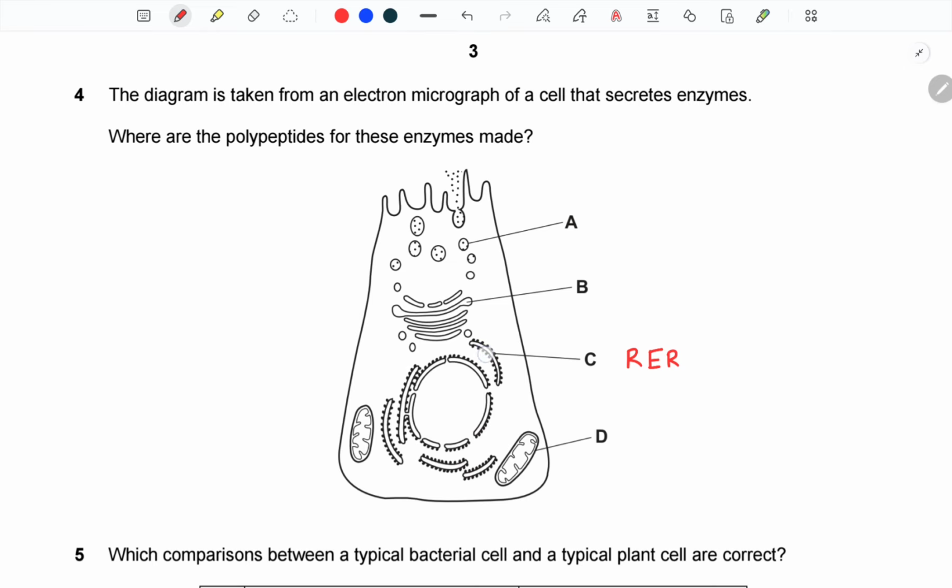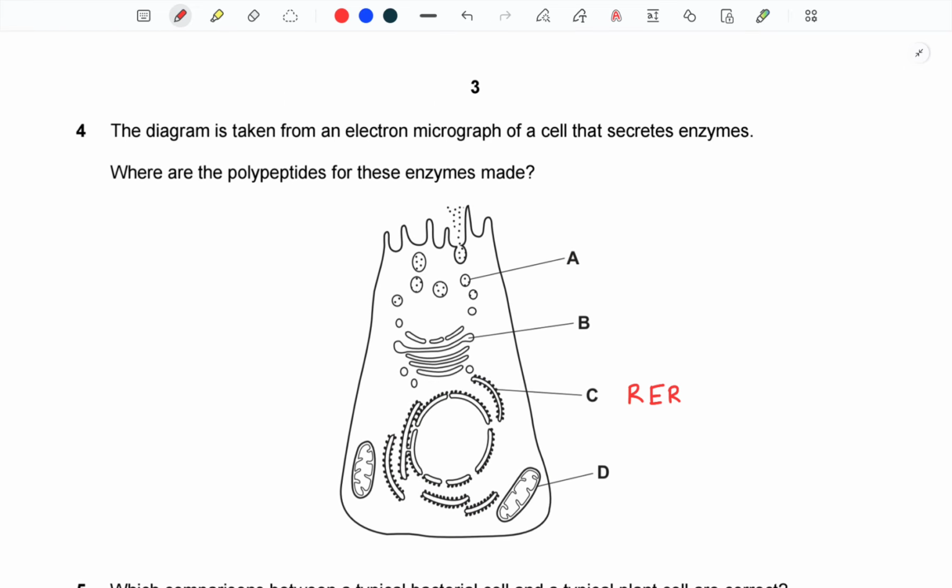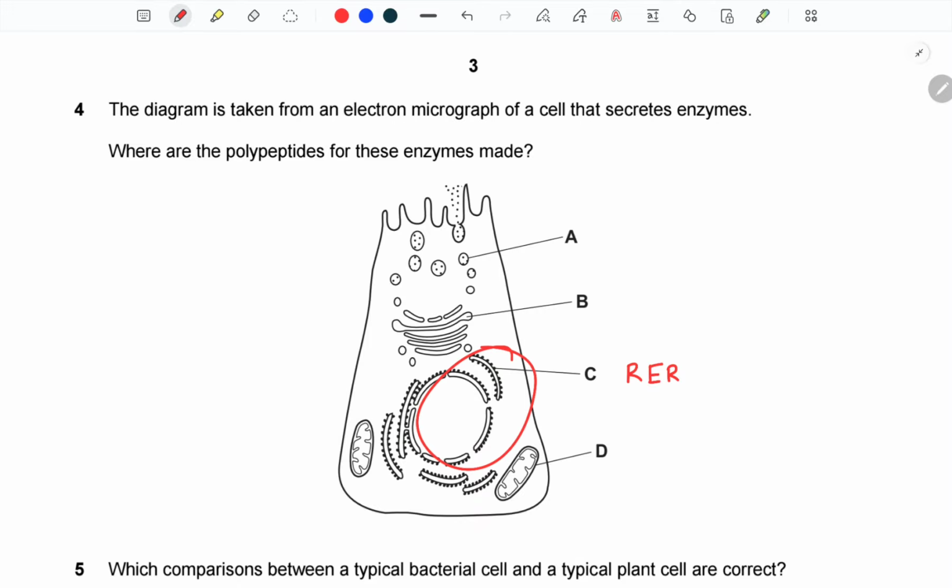Moving on, we got question 4. The diagram is taken from an electron micrograph of a cell that secretes enzymes. Where are the polypeptides for these enzymes made? So the polypeptides are made in the rough endoplasmic reticulum, which is C.